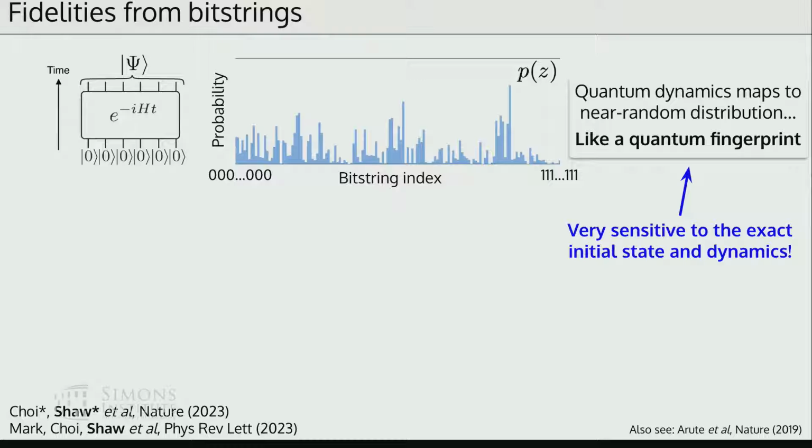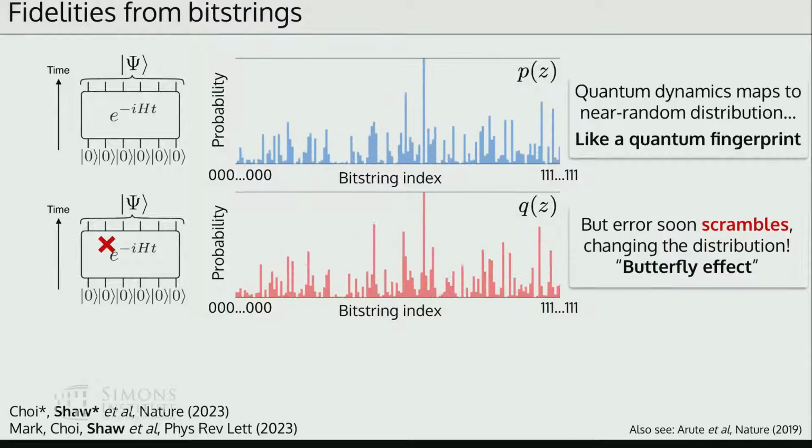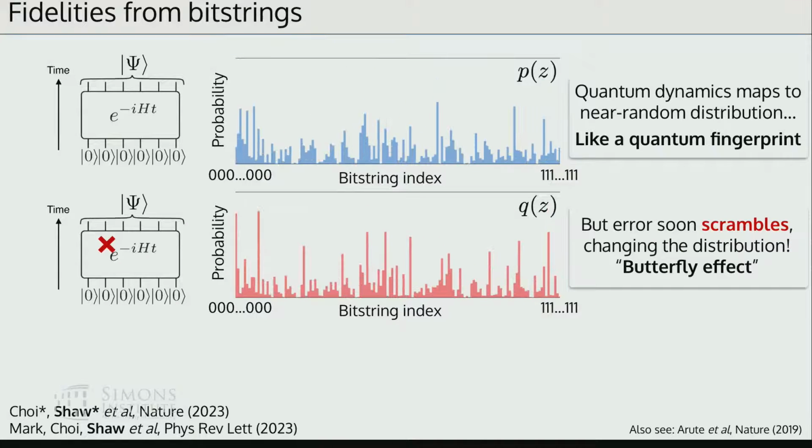And this distribution is basically this quantum fingerprint, which is very sensitive to the exact dynamics. To show you what I mean by this, if we consider copying this state over, and now applying a single qubit phase flip error on just one qubit in the array, this error initially does nothing to this distribution because it's orthogonal to the measurement distribution. But even though there's this orthogonality, if we continue this evolution for a little bit longer under natural Hamiltonian evolution, very quickly these two different distributions become completely distinguishable from each other.